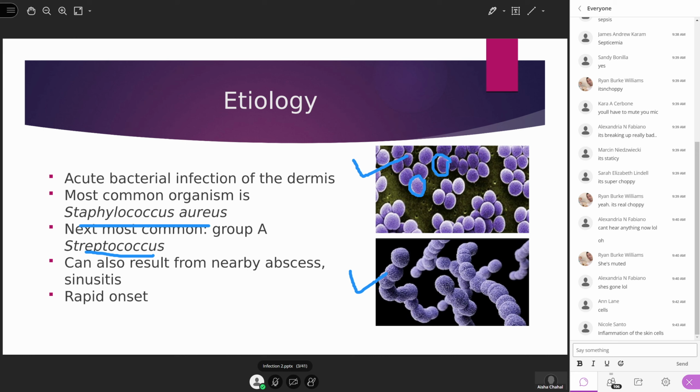And again, when we are done with about 10 slides or so, I have a slide that is specifically for questions. So I can take any questions when we get done with this cellulitis.